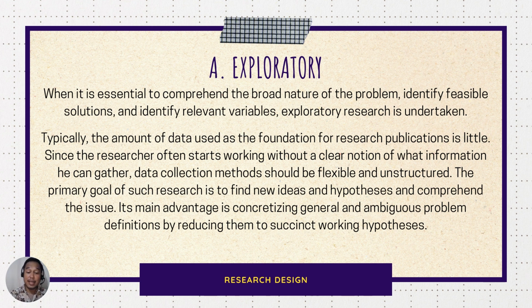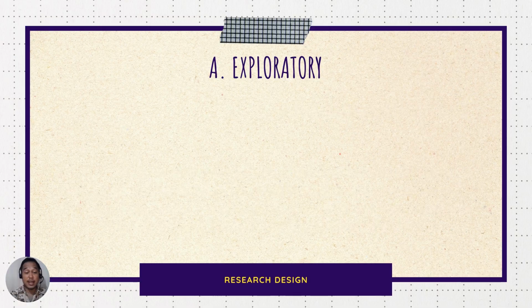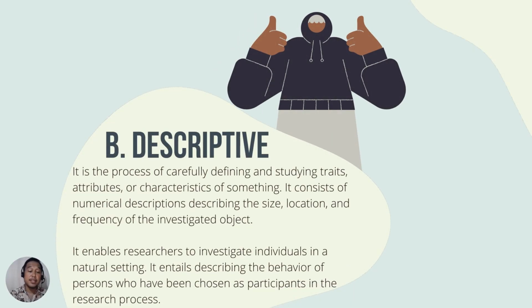So the second category of research design is descriptive. Descriptive is the process of carefully defining and studying traits, attributes, or characteristics of something. It consists of numerical descriptions describing the size, location, and frequency of the investigated object. It enables researchers to investigate individuals in a natural setting. It entails describing the behavior of persons who have been chosen as participants in the research process.